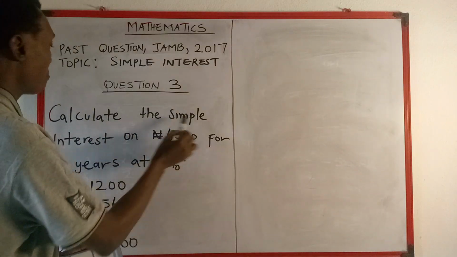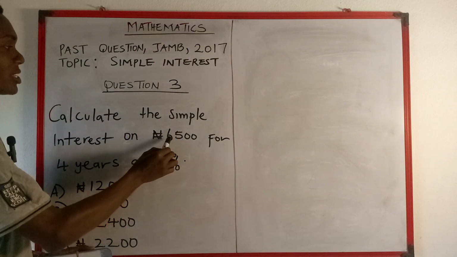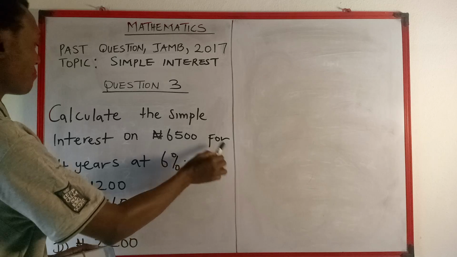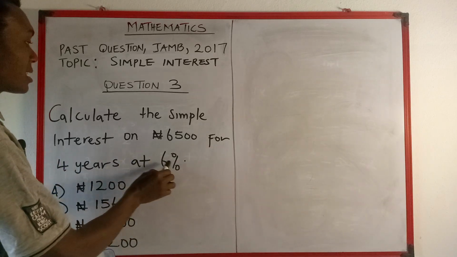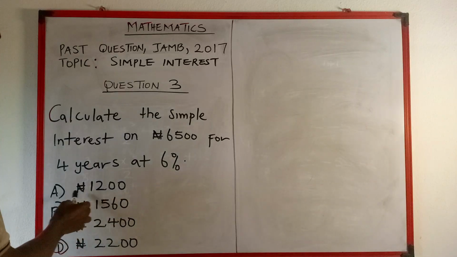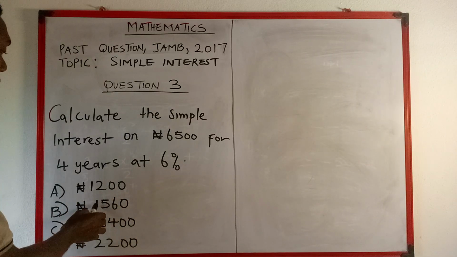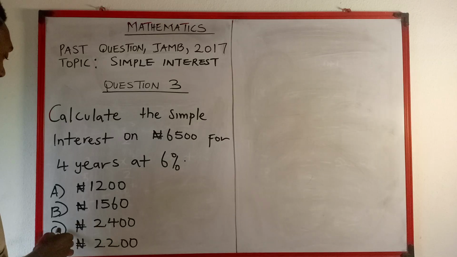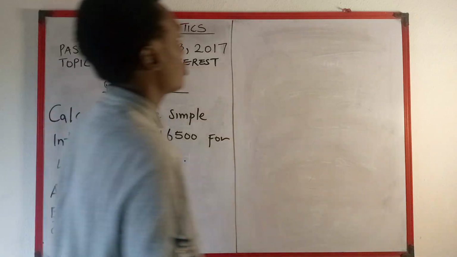Calculate the simple interest on 6,500 naira for 4 years at 6%. A. 1,200 naira. B. 1,560 naira. C. 2,400 naira. D. 2,200 naira. Solution.